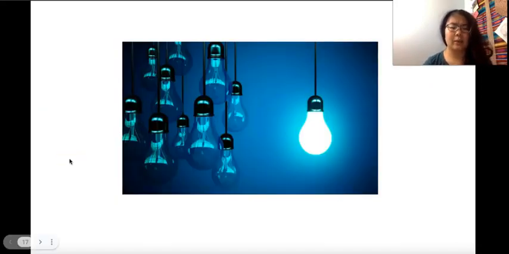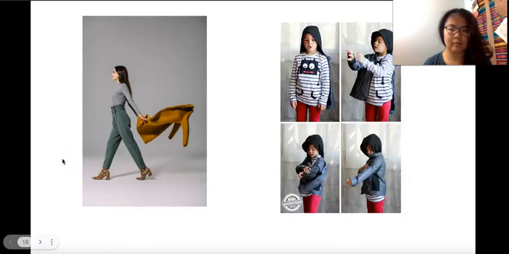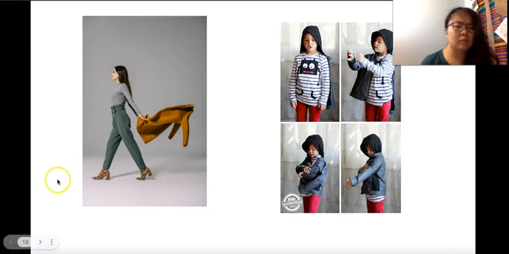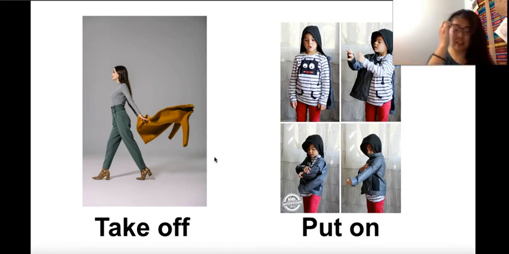So, very good. We have these lights are off, this light is on, off and on. Right, the TV can be off, the TV can be on. Your computer is off, your computer is on. Related to these opposites, again, are you can take off, right? You take off your jacket, or you could put on, right? You take off or you put on. Usually we say this with clothing.